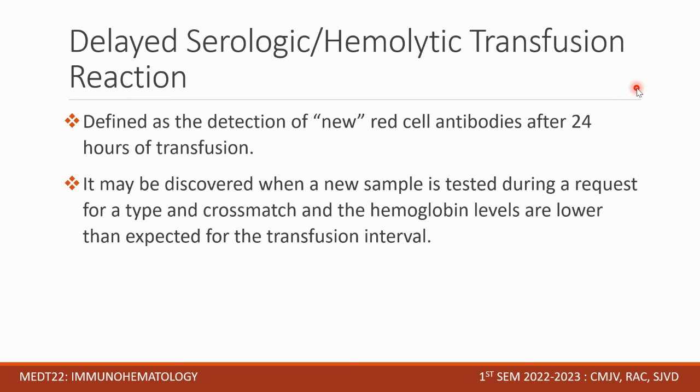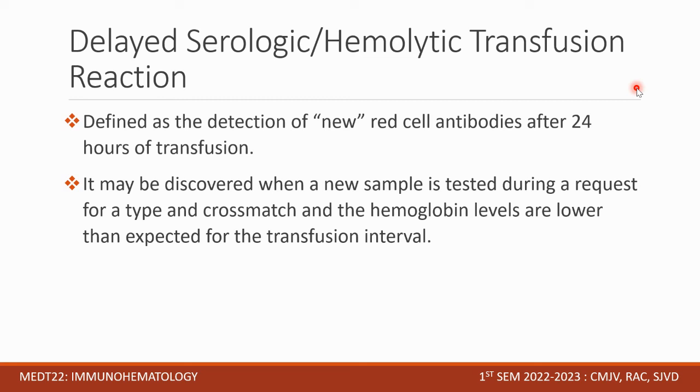So, it may be discovered when a new sample is tested during a request for a type and cross match and the hemoglobin levels are lower than expected for the transfusion interval. New na tinutukoy dito, new meaning new antibodies na hindi na-detect nung unang beses.